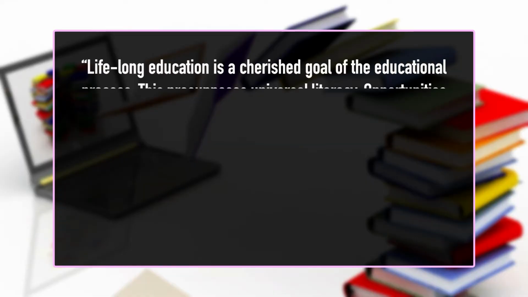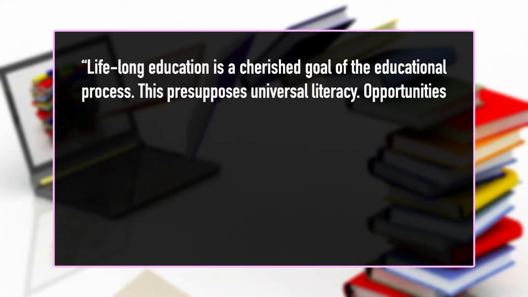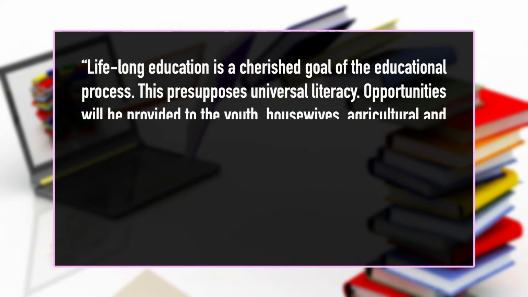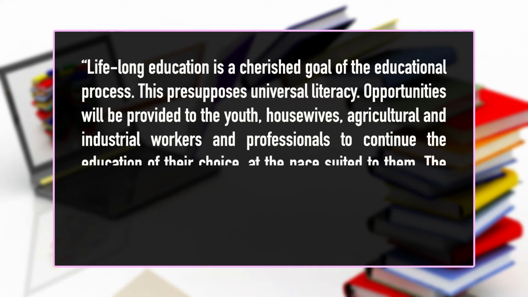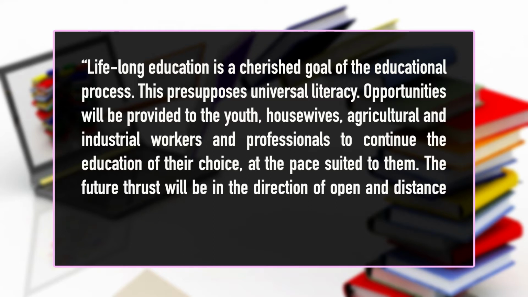The National Policy on Education 1986 says lifelong education is a cherished goal of the educational process. This presupposes universal literacy. Opportunities will be provided to the youth, housewives, agricultural and industrial workers and professionals to continue the education of their choice at the pace suited to them.